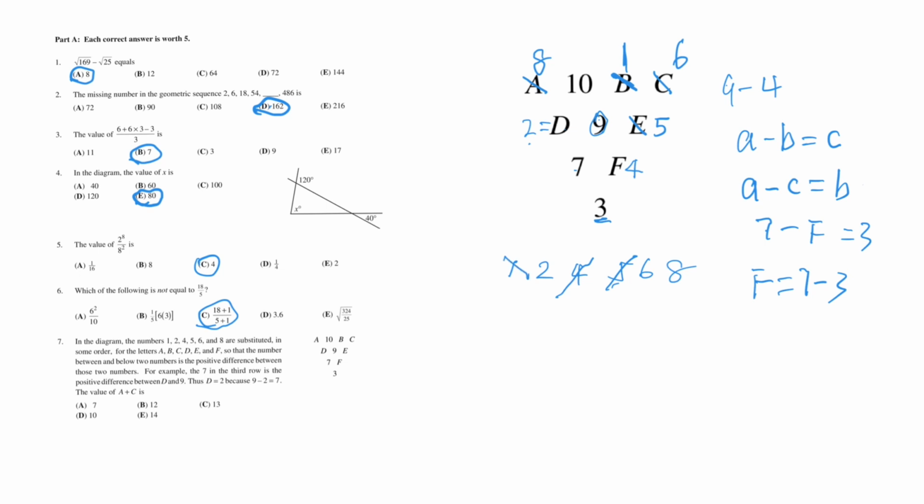So we have 1, 2, 6, 8. So the question asks A plus C. A is 8. C is 6. 8 plus 6, that's 14. So number 7, the answer is E.